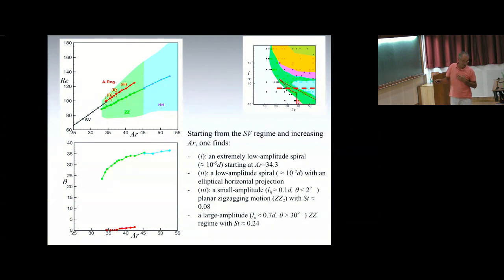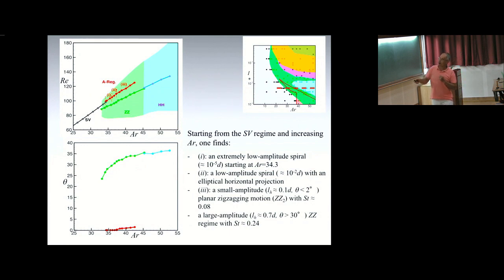which is a very, very low amplitude spiral regime. Then if we increase the Archimedes number a little bit more, we get another but different low amplitude spiraling motion. And then if we increase the Archimedes number further, we get a small amplitude planar regime. So these two were 3D, but this one is a planar regime. And then at this point, suddenly, we enter this large amplitude zigzagging regime.